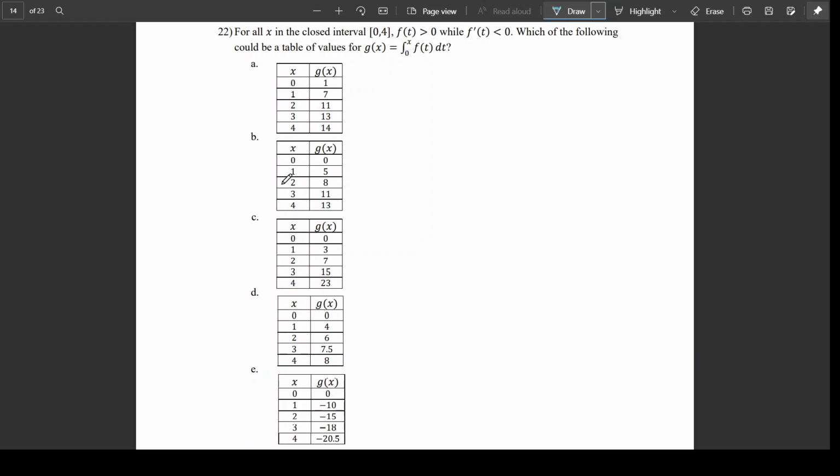Which of the following could be a table of values for g of x, which is the integral from 0 to x of f of t dt? So basically, g of x is telling us the area under f of t. The best way to do this, in my opinion, is to draw a sketch of f of t that meets these conditions. f of t is greater than 0, so that means it's above the x-axis.